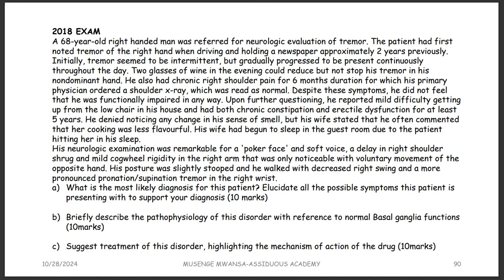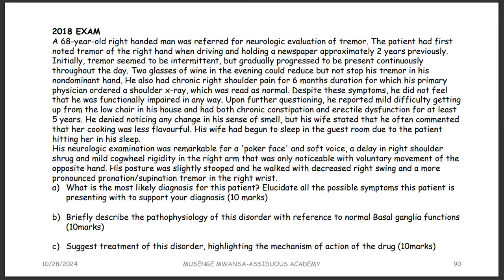His wife had begun to sleep in the guest room due to the patient hitting her in his sleep. His neurologic examination was remarkable for a poker face and soft voice, a delay in right shoulder shrug, and mild cogwheel rigidity in the right arm that was only noticeable with voluntary movement of the opposite hand. His posture was slightly stooped and he walked with decreased right swing and a more pronounced pronation or supination tremor in the right arm. What is the most likely diagnosis of this patient? Elucidate all the possible symptoms this patient is presenting with to support your diagnosis.